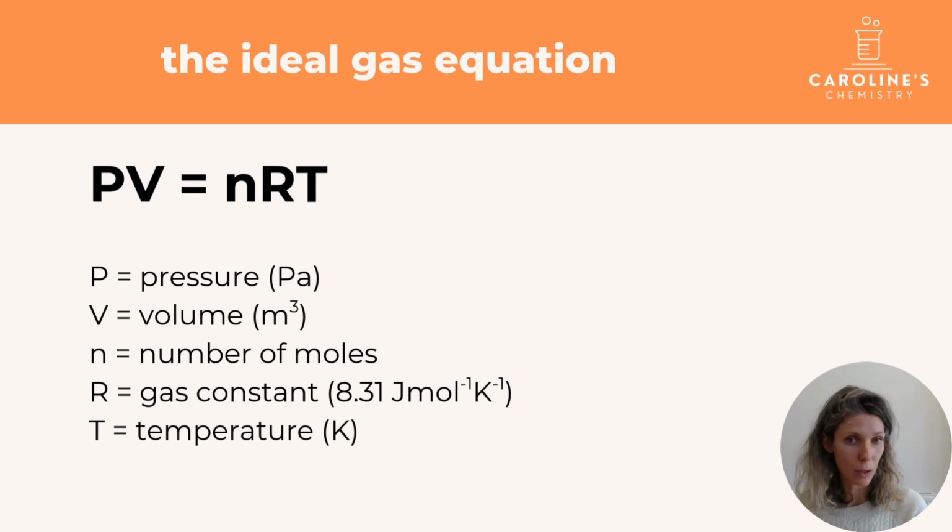Volume is in meters cubed. Now, this is pretty much the only place that we work with meters cubed in chemistry because it's a very big measurement. Usually we're working with centimeters cubed because that's the amount that we can handily use in a lab. So centimeters cubed are the smallest. 1,000 centimeters cubed fit into a decimeter cubed, and then 1,000 decimeters cubed fit into a meter cubed. n is the number of moles. R is the ideal gas constant, 8.31, and T is the temperature in Kelvin.